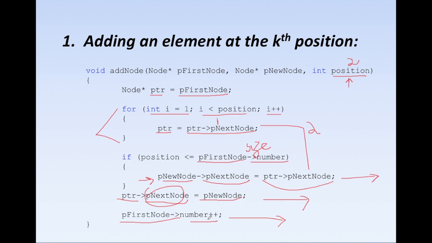But before we do the 3 steps, we have to move the pointer to the element right before position, because it's strictly less than position. Okay, why? Because the node just before position will be the node pointing to the next node, to position 2.